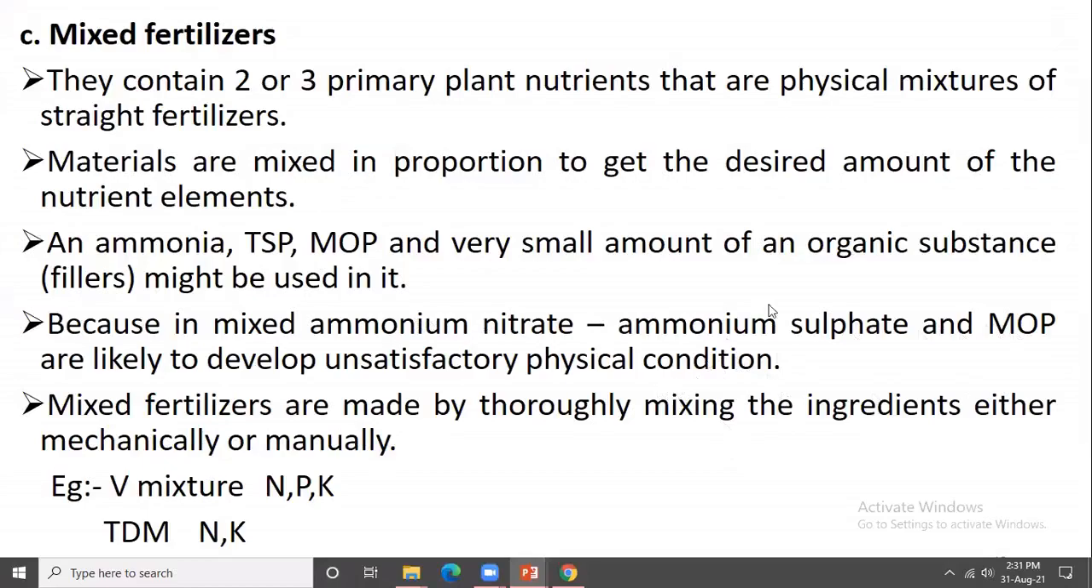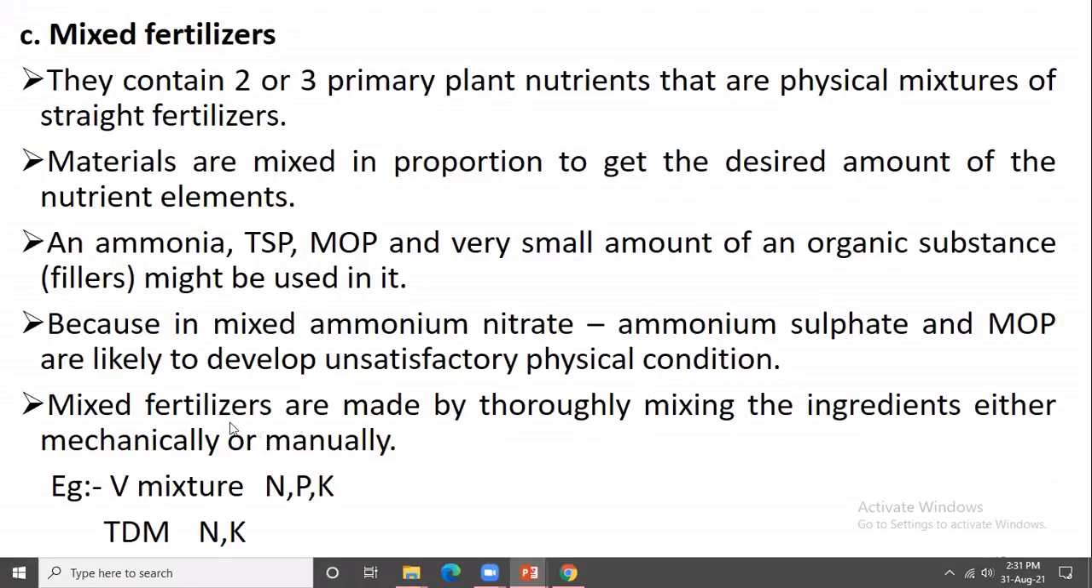Okay. Here, ammonium nitrate, ammonium sulfate and MOP develop unsatisfactory physical condition. That's why, to improve the condition, we add some organic substance as the filling material.